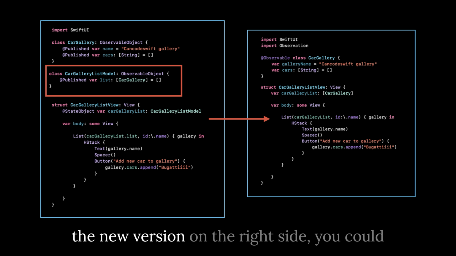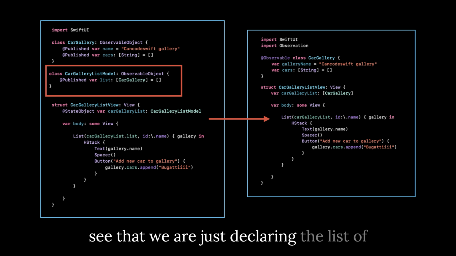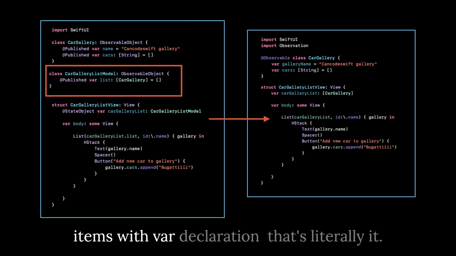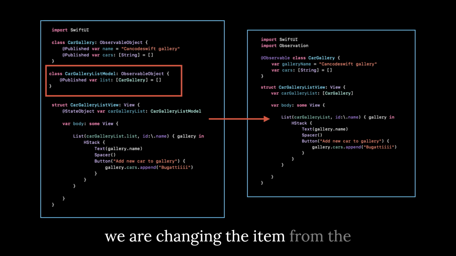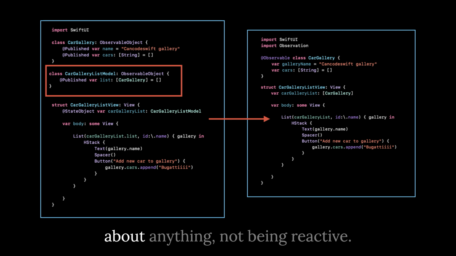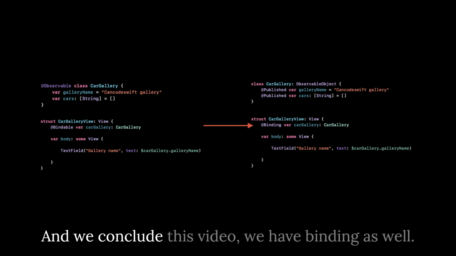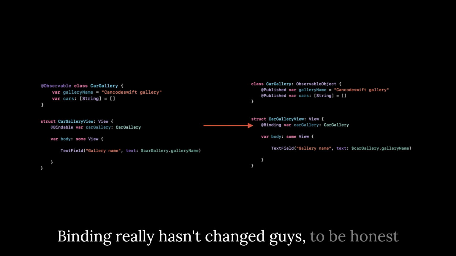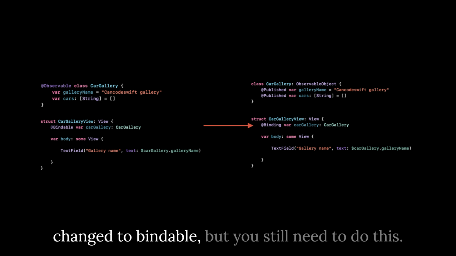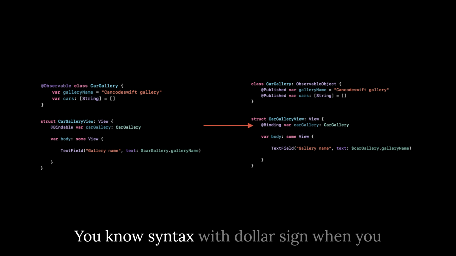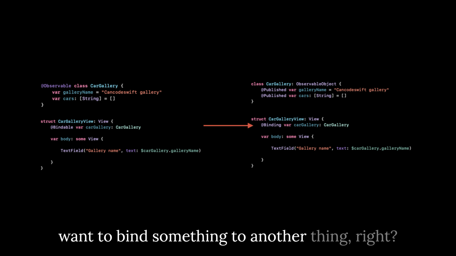But in the new version, on the right side, you can see that we are just declaring the list of items with a var declaration. That's literally it. So when we are making a change, we are changing the item from the view without any indirect approach. So you don't need to be concerned about anything not being reactive. To conclude this video, we have binding as well. So let's see how the binding has changed. Binding really hasn't changed, guys, to be honest with you. It's just that the type annotation has changed to Bindable, but you still need to use the syntax with the dollar sign when you want to bind something to another thing, right?